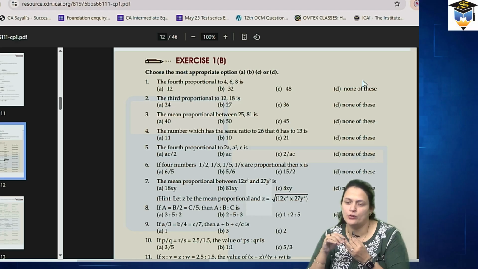The fourth proportional to 4, 6, 8 is. So 4 upon 6 is equal to 8 upon x.